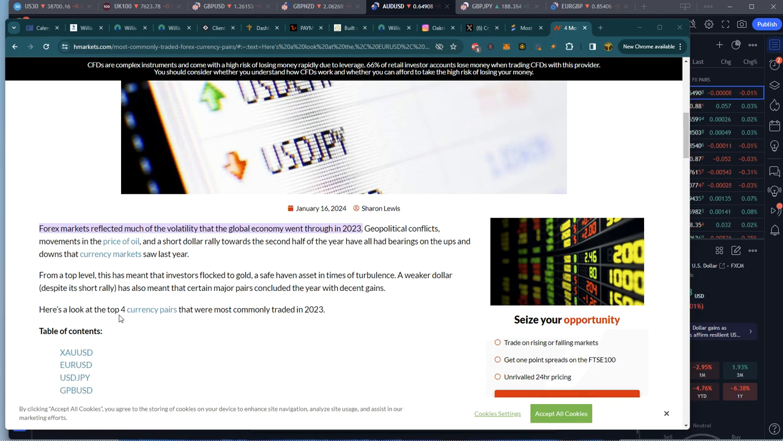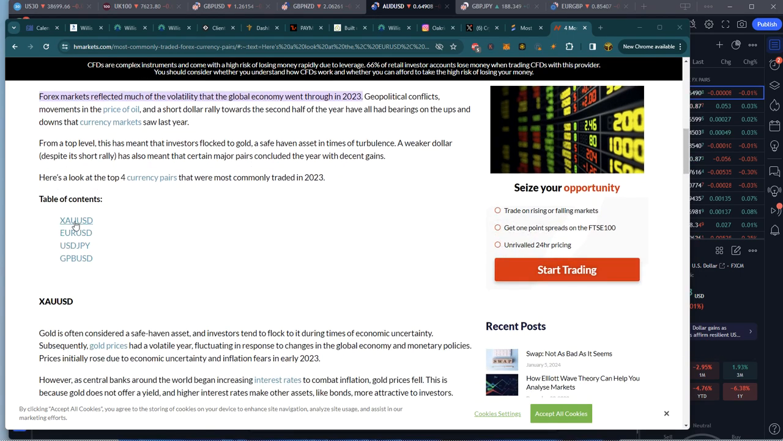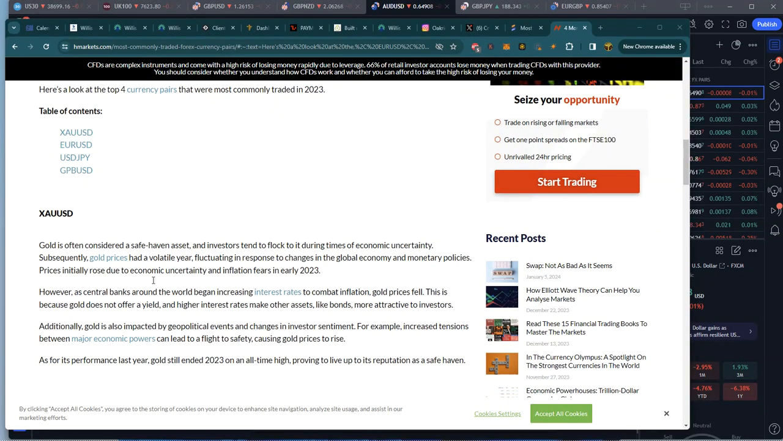It also admits that certain major currency pairs concluded the year with decent gains. Let's look at the top four. It's gold, Euro USD, UJ, and Pound USD. Now this changes throughout the course, but it's always something related to USD. All of these have USD in it. Okay, not gold by itself, but gold against USD. Gold is often considered a safe haven asset, and investors tend to flock to it during times of economic uncertainty.